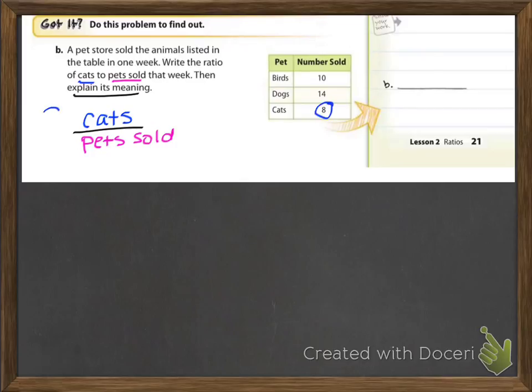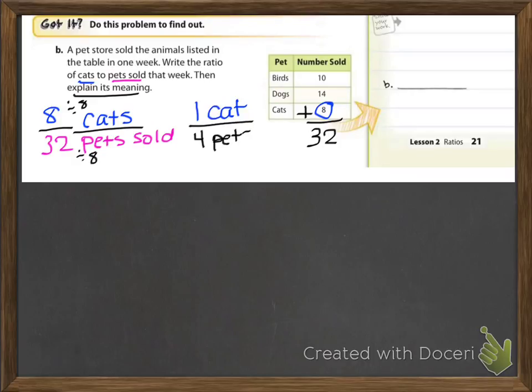All right, so now we're going to look up that information. So cats, we can see there are 8. And then the total pets sold, we just need to add up 10, 24, and then 24, 28, 29, 30, 32. So we get 32 here, I believe. And so then we're going to put 32 on the bottom. And now again, that's not in simplified form, so we're going to need to divide out an 8 from the top and the bottom. So divide by 8, and we get our new numbers, which is 1 cat, and we have 4 pets sold.